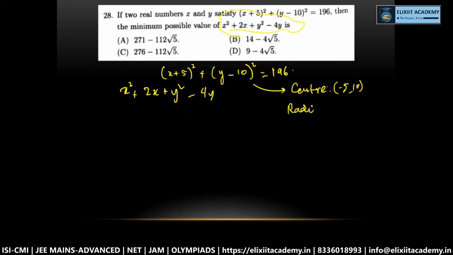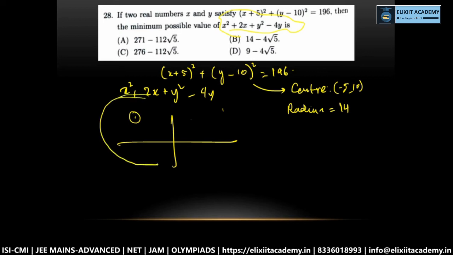Radius is what? The radius is 14. This is 14 square. Radius is 14. So you have the circle somewhat like this, whose center is at minus 5 and 10. So x is minus 5. Somewhere over here you have the center. This is how the circle looks. This is your circle. Just a rough sketch I'm drawing. This is how your circle looks, and this has a center. Center is at minus 5 and 10.